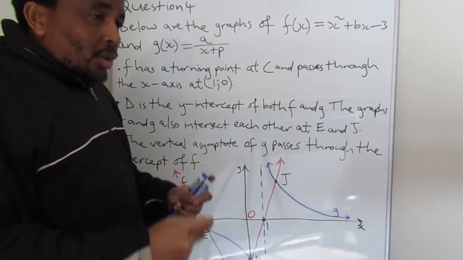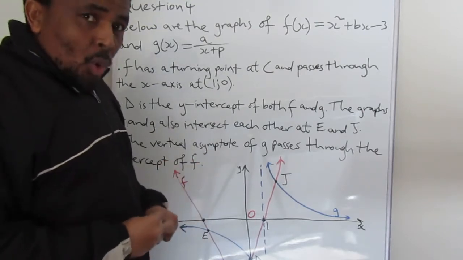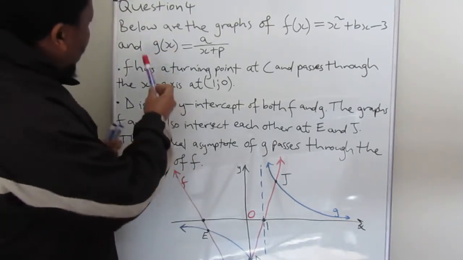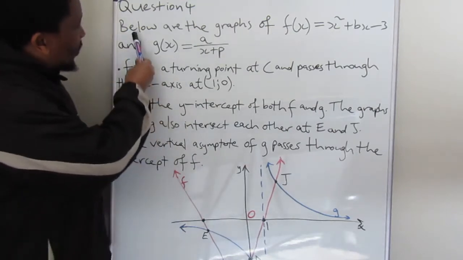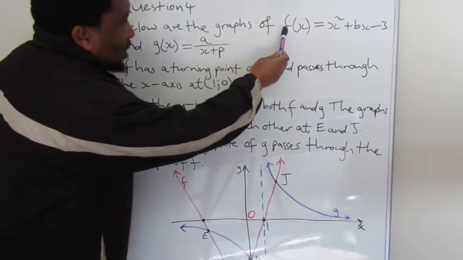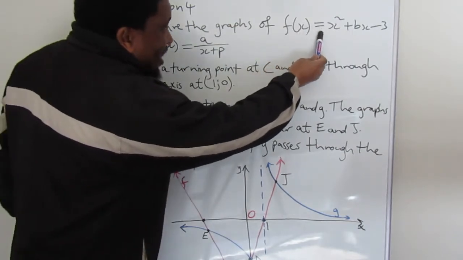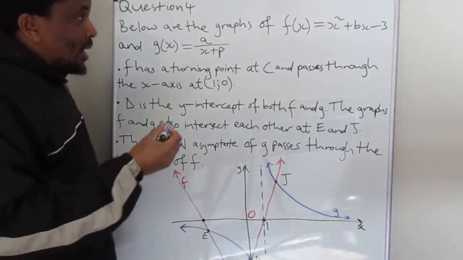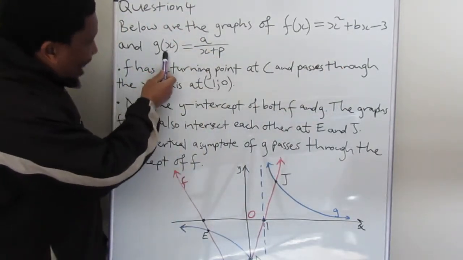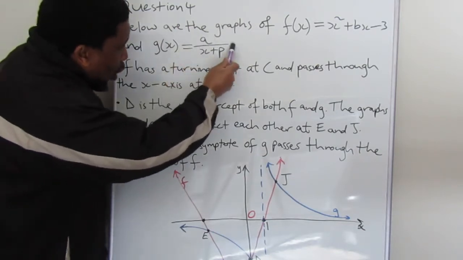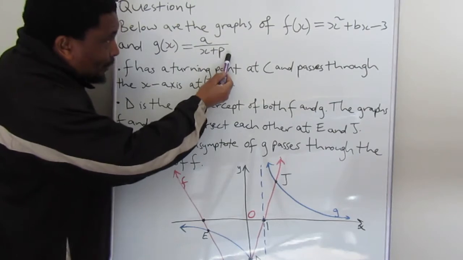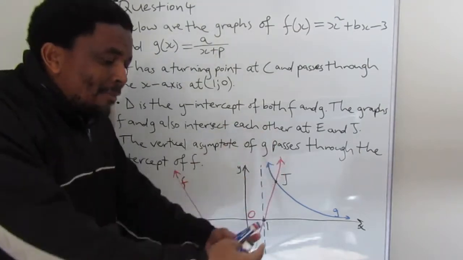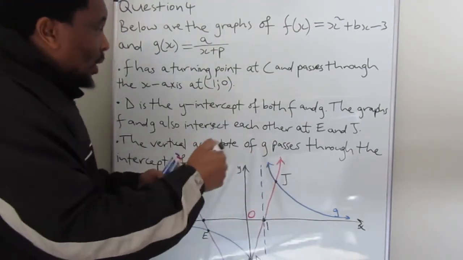Now, I want us to go and look at question four. So, our question four: we are given the graphs of f(x) equals x squared plus bx minus 3, and g(x) equals a over x plus p. So here I am given two equations. I am given two graphs, right? That's what I'm given here.